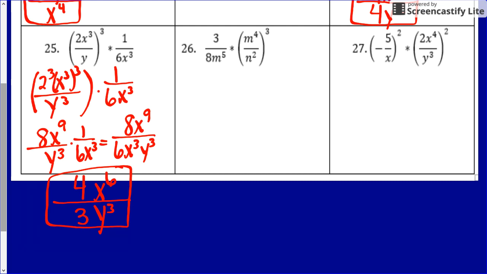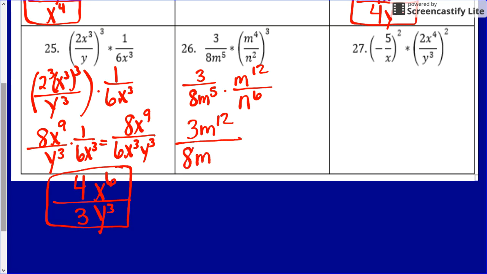All right, number 26. I'm going to leave this 3 over 8m to the 5th alone for a minute. And first work inside my parentheses. All right, we've got m to the 4th raised to the 3rd power. So 4 times 3 would be m to the 12th. In the denominator, we've got n squared to the 3rd power. N to the 2 times 3 would be n to the 6th. Again, we got a fraction. We're going to multiply straight across. So I've got 3 m to the 12th. On the bottom, I've got 8 m to the 5th times n to the 6th.